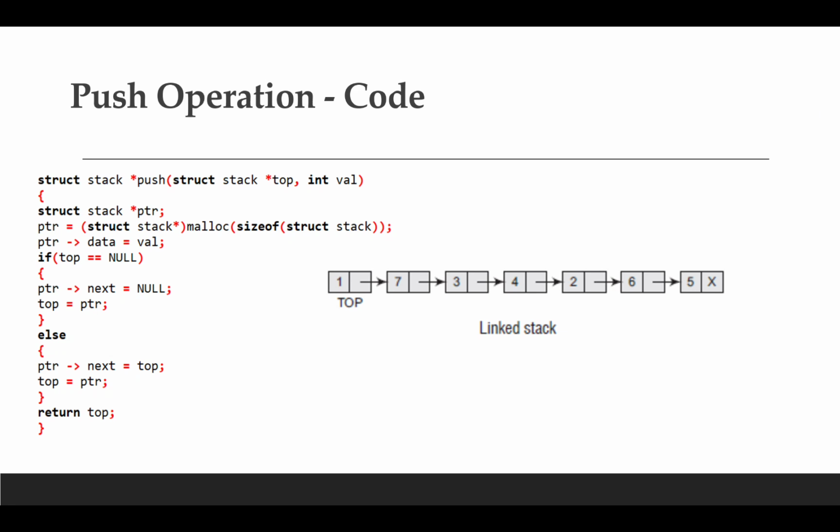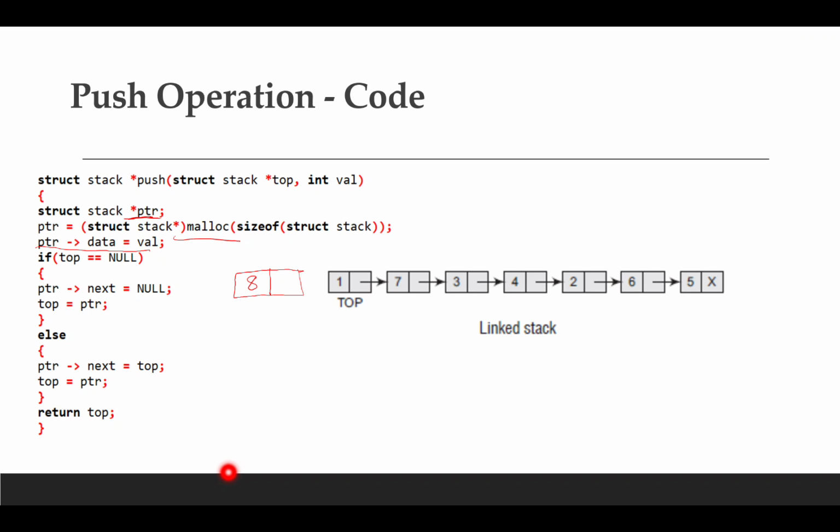Next we will see the code for the push operation. Here we declare one pointer variable, ptr. Then, using the malloc function, we allocate the memory space for ptr. Then we assign the value to the new node's data part. Consider this a new node, and I have taken the value 8, so the value 8 is stored here. Then we have to check the condition top is equal to null.